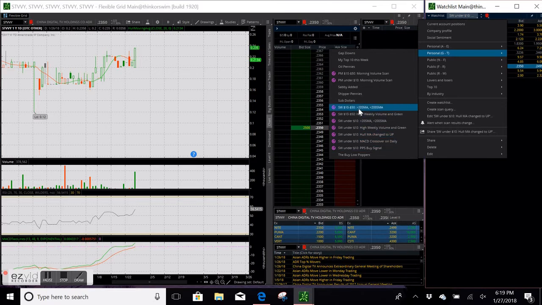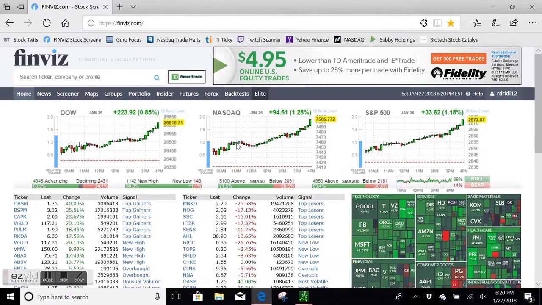All these in pink are the different swing trading scans. I have some for 10 to 50. I don't really use those too much unless I'm looking for something specific. I stay generally under the $10 range. So those are those. Also, another great tool to use to find stocks is Finviz.